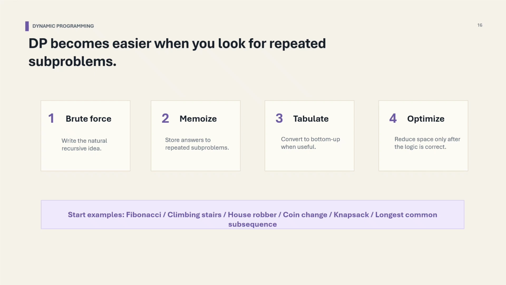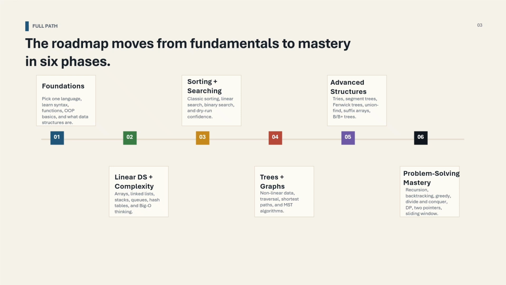One more thing I would like to tell you is dynamic programming becomes easier when you look for repeated subproblems. You can follow these steps. First, brute force, memoize, tabulate, and optimize. Follow these steps and you will crack dynamic programming very soon. Finally, guys, I covered all the topics in this roadmap of DSA from the fundamentals to the advanced topics in 6 phases. Here is the full path.